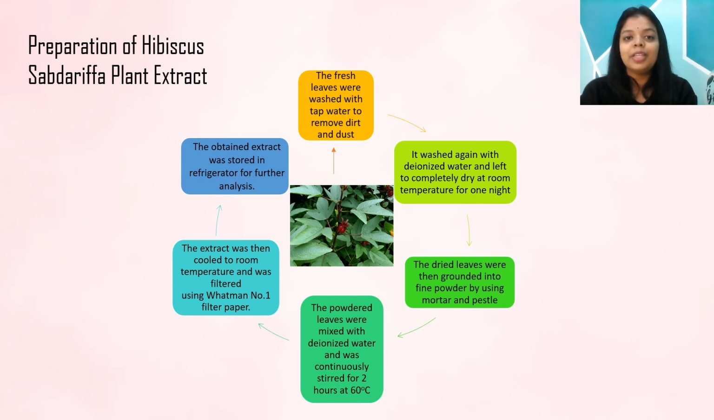The first step is the preparation of Hibiscus sabdariffa plant extract. The fresh leaf was washed with tap water to remove dirt and dust. Then it was washed again with deionized water and left to completely dry at room temperature for one night. The dried leaves were then ground into fine powder. Then the powdered leaves were mixed with deionized water and continuously stirred for 2 hours at 60 degrees Celsius. The extract was then cooled to room temperature and filtered. The obtained extract was stored for the next synthesis.